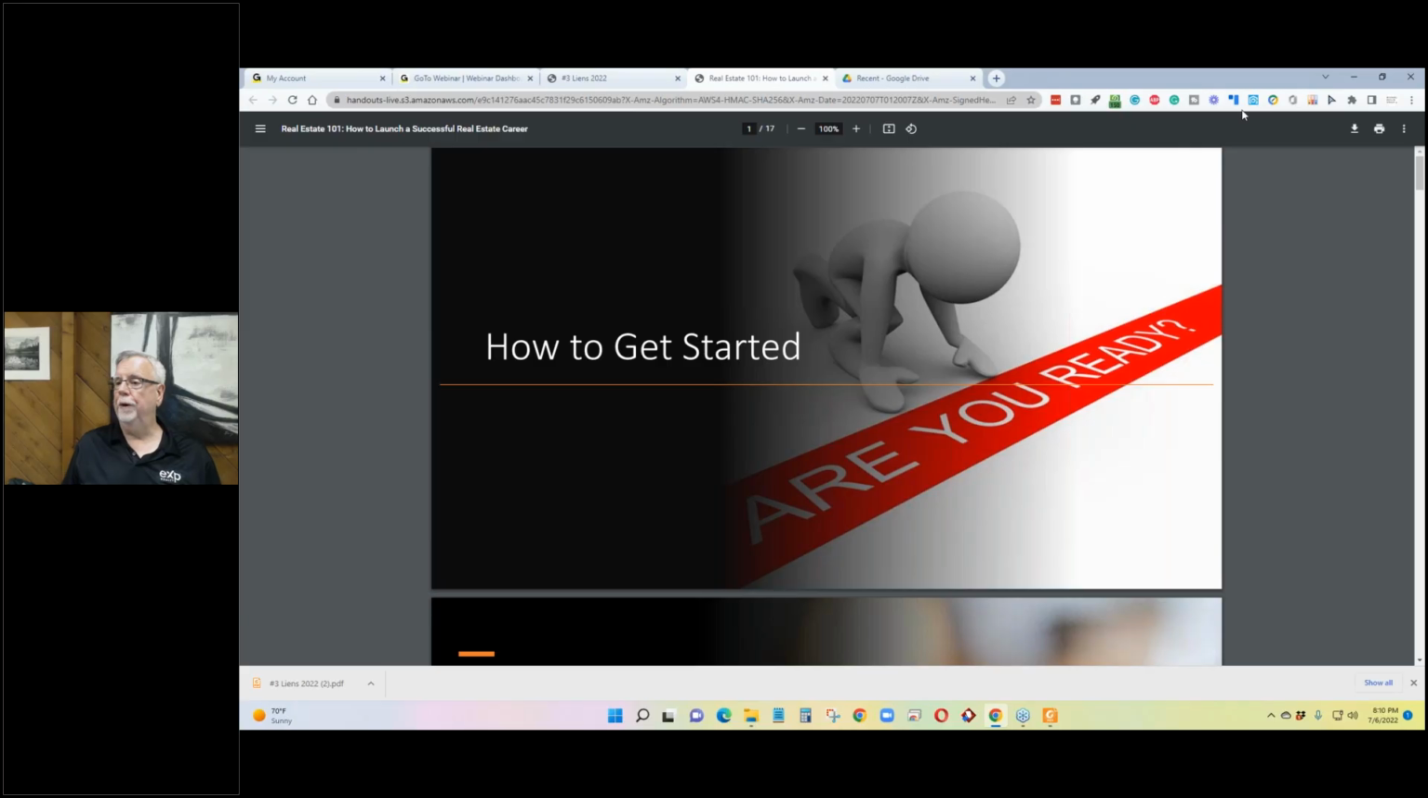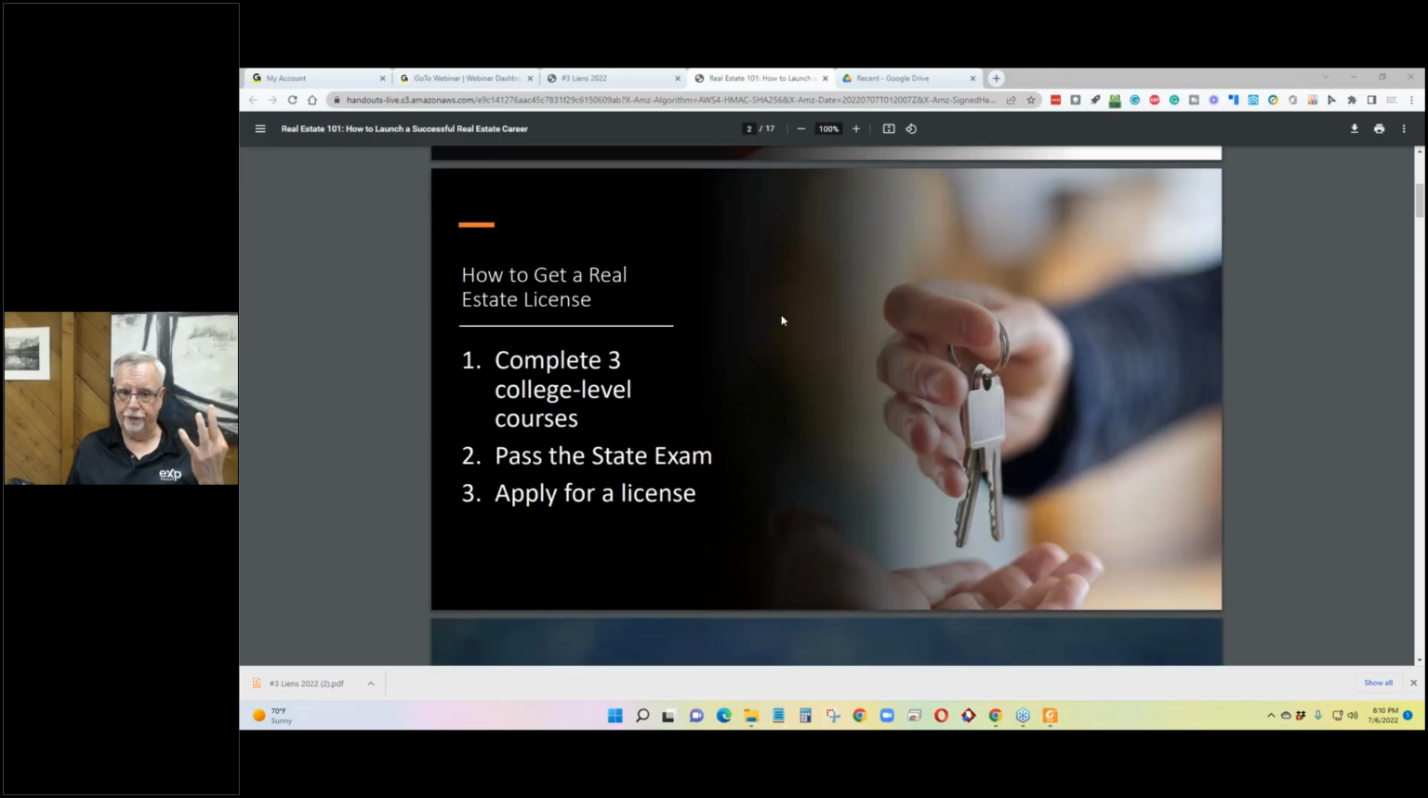So if you're in the process, the way you get started to get a real estate license is you have to do 3 things. You have to complete 3 college level courses in real estate. You don't have to go to college. My package includes all of that. You have to pass the state exam, and then you can apply for a license.